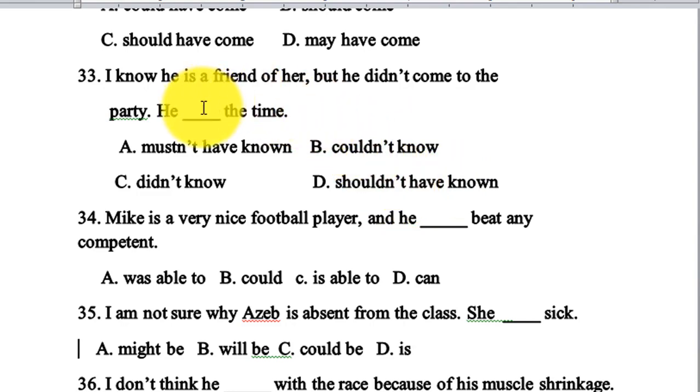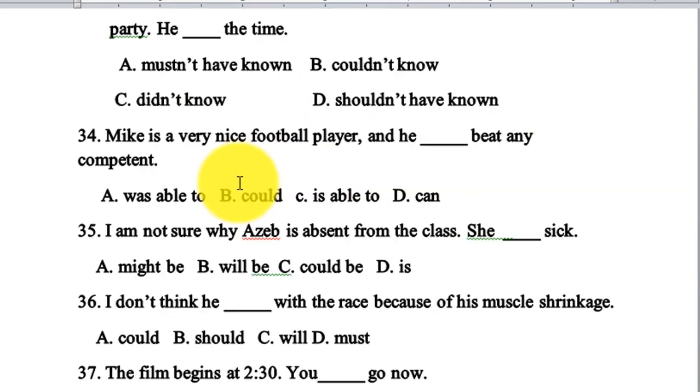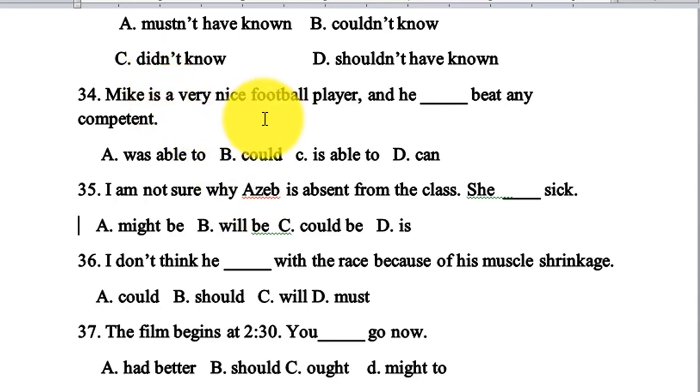Fine. Mike is a very nice football player. Yes, Mike is a very nice football player and he blank beat any competent. Still the question focuses on modal verbs: was able to, could, is able to, and can. Which one do you think completes the question? Which modal verb?